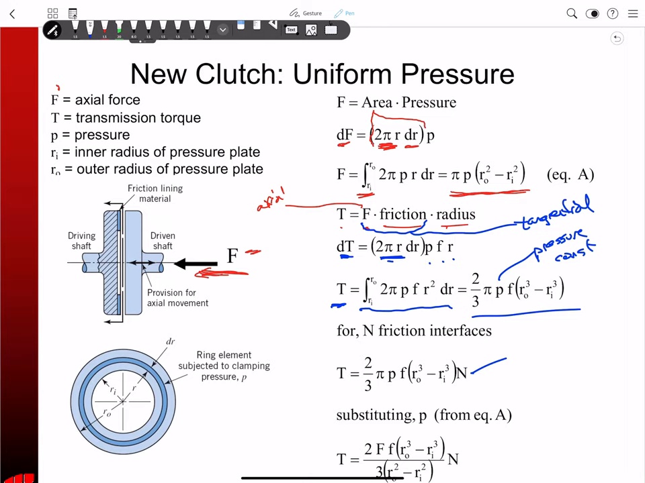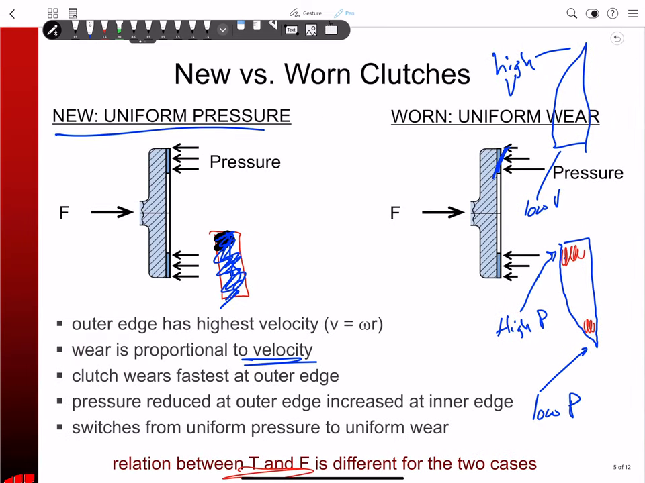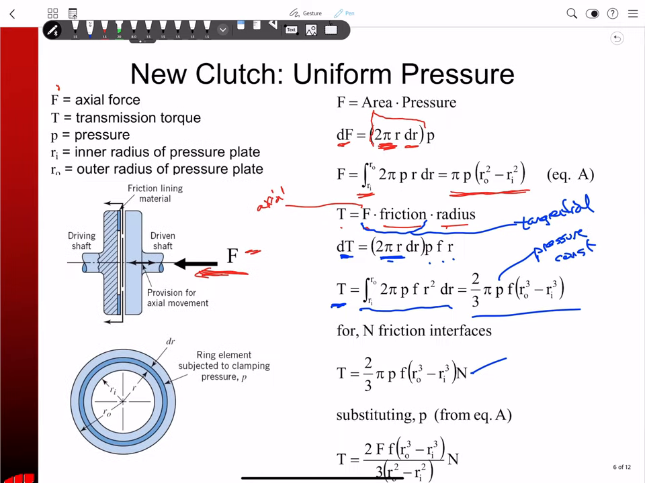But what am I trying to do again? I totally forgot what I'm trying to do. Oh, I'm trying to relate torque to the axial force. When I push axially on this clutch plate, how much torque do I get? So I'm kind of turning a corner with my mathematics.